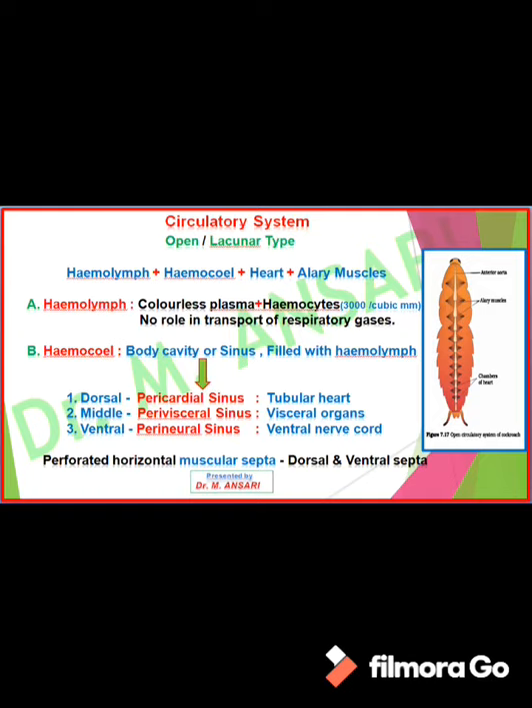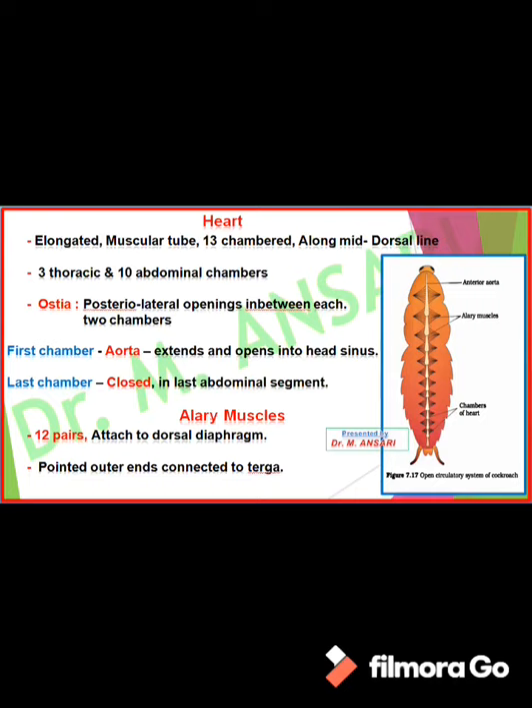The heart of cockroach is long, tubular and extends from the anterior to the posterior-most part all along the length of the body. The heart of cockroach is 13 chambered. Between these 13 chambers there are openings called ostia. Ostia are posterior lateral openings in between each two chambers. Total 13 chambers are present, of which 3 are thoracic chambers and 10 are abdominal chambers.